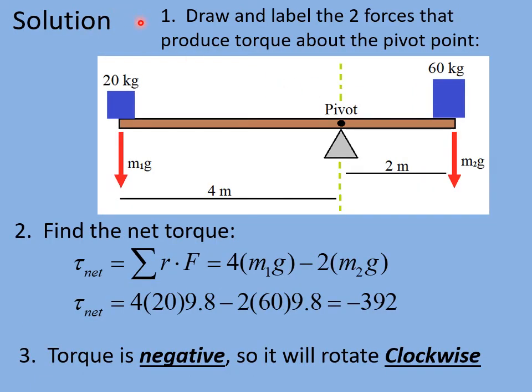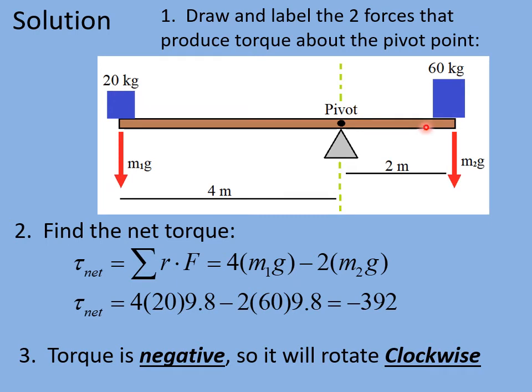The solution is first to draw and label the 2 forces that produce torque about the pivot point. The pivot point here is where the beam is balanced, right here on the fulcrum. The 2 forces involved are the weights of these 2 masses. Remember, to calculate weight, it's just mg. We'll call this mass 1, so that's m1g, and this object has a weight of m2g. And of course, weight, as always, points down. These weights are forces that are going to create a torque that's going to cause this balance beam to rotate one way or the other, depending on which torque dominates.